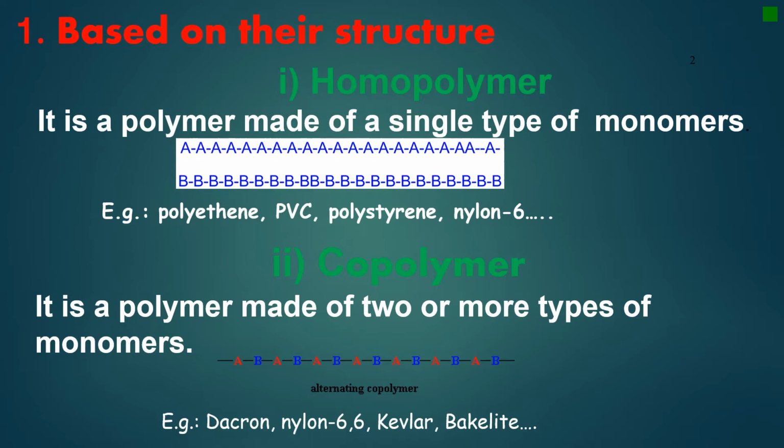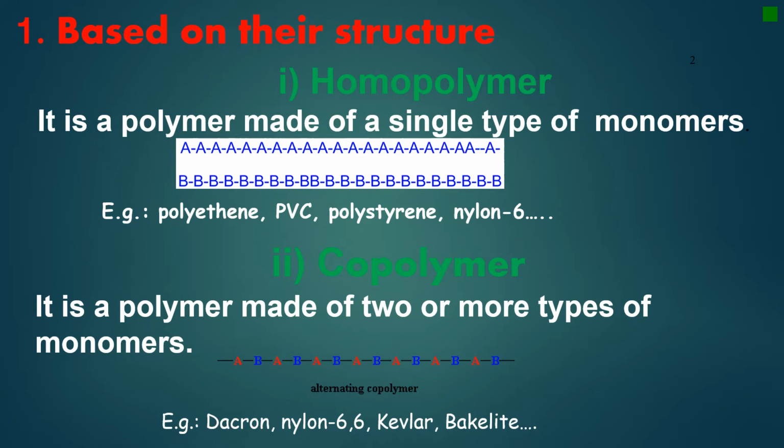Here, one thing that I want to talk about is that most addition polymers are homopolymers, but that does not mean all of them, because we have examples like nylon, which is a condensation polymer and a kind of homopolymer. We can also have some addition polymers that are copolymers.